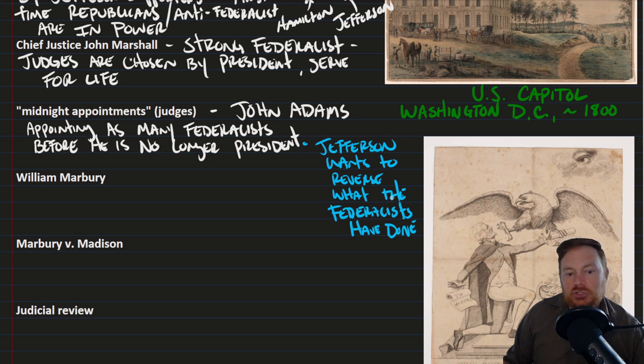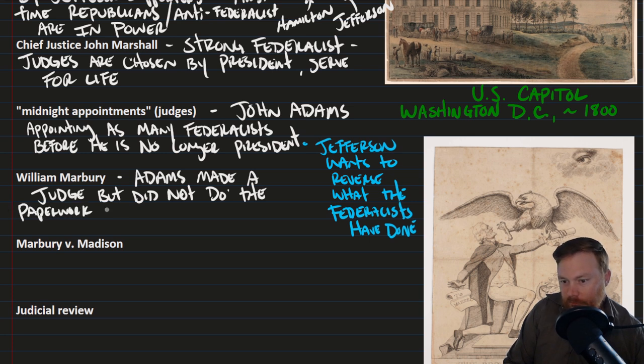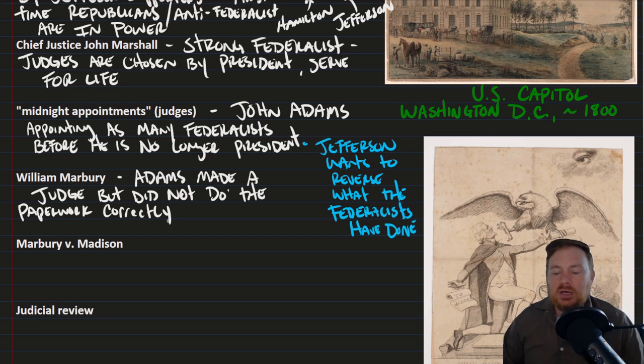One of those midnight judges was William Marbury. Well, I don't know if he was technically a midnight judge, but one of the judges was William Marbury, who Adams made a judge, or at least intended to, but did not, we'll just say, do the paperwork right. Essentially, John Adams wanted Marbury to become a judge, but he didn't send out the appointment.